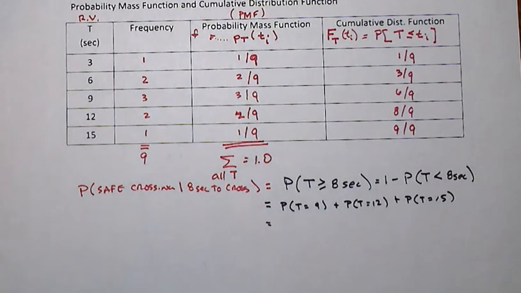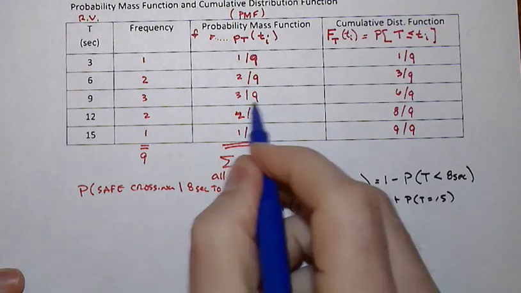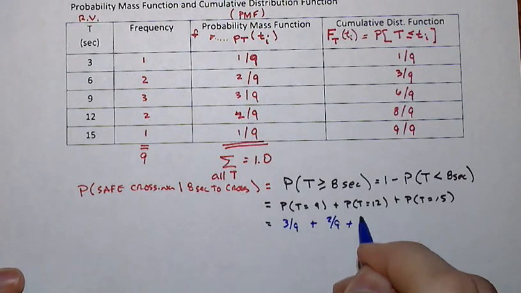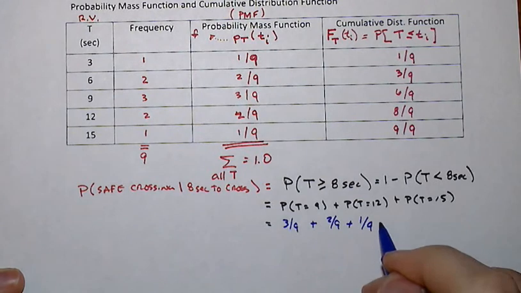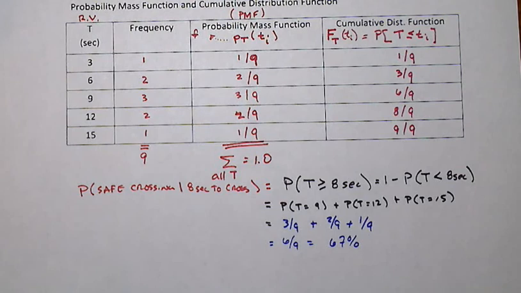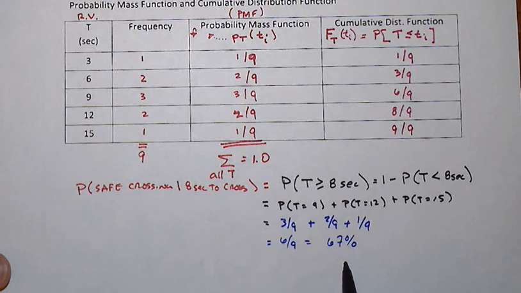Right? And so the probability that we have exactly a gap of 9 seconds is 3/9, then for 12 it's 2/9, and for 15 seconds it's 1/9, and that sums up to 6/9, or 67% chance that we're going to get across safely. Not terribly high, and so that's important for the engineer to think about: if it takes 8 seconds and we only have a 2/3 chance of making it across safely, that somewhat suggests we might need to be thinking about putting a signal in.